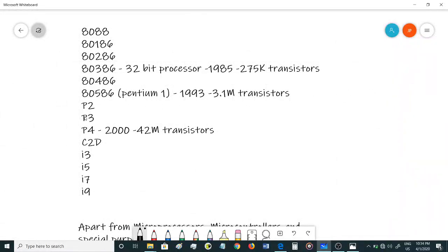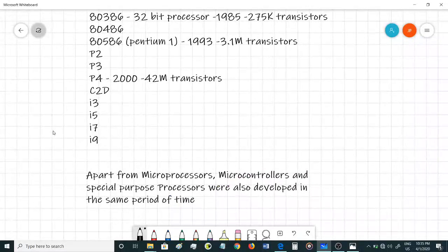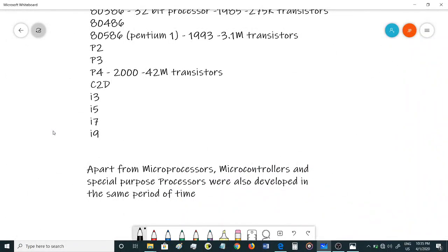And then came the Pentium 2, Pentium 3, Pentium 4. Pentium 4 came in 2000. It had around 42 million transistors. And then the Core 2 Duo processor, i3, i5, i7, i9 processors. Now here we have only discussed the Intel processors. There were also a lot of other players like AMD and Motorola, and they also developed a lot of various processors. We didn't discuss all those processors. We just looked at only the Intel processors.